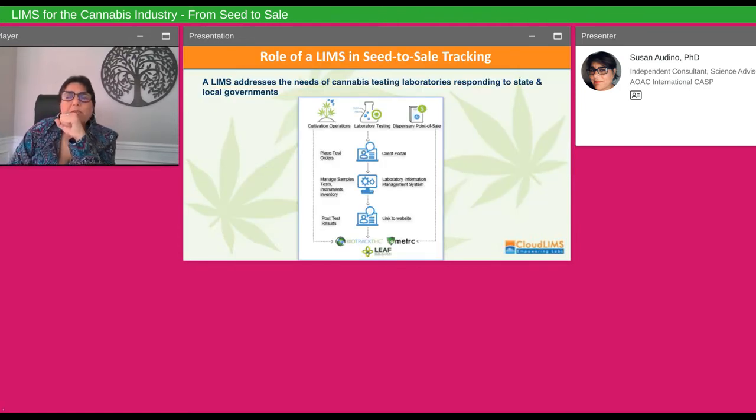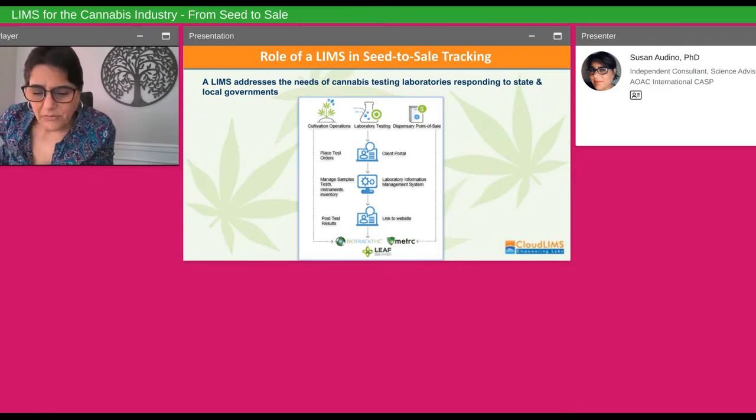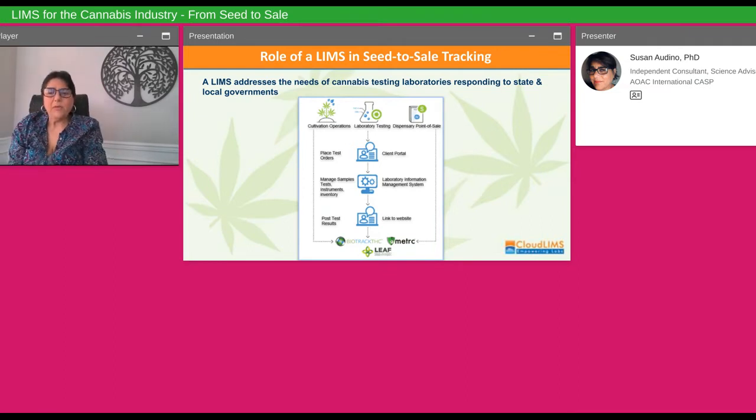With respect to seed-to-sale tracking, again, it addresses the needs of the cannabis labs, the testing labs, in responding to both the state and local governments. And with respect to hemp, it also brings in the federal government. As we know, hemp is regulated by the USDA, and certainly this would be incorporated in that.